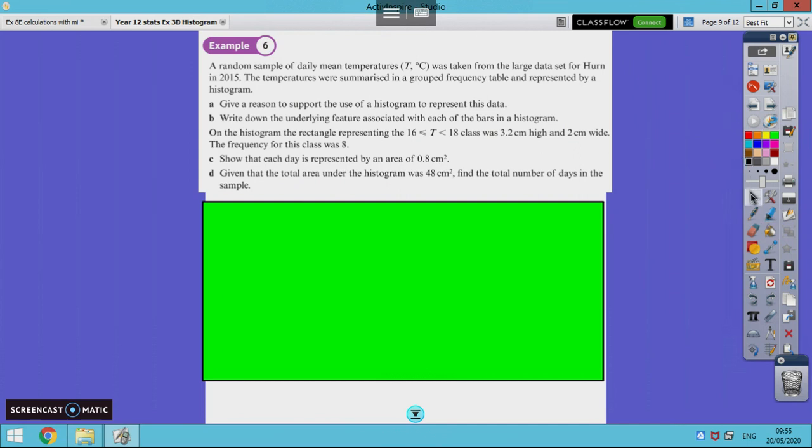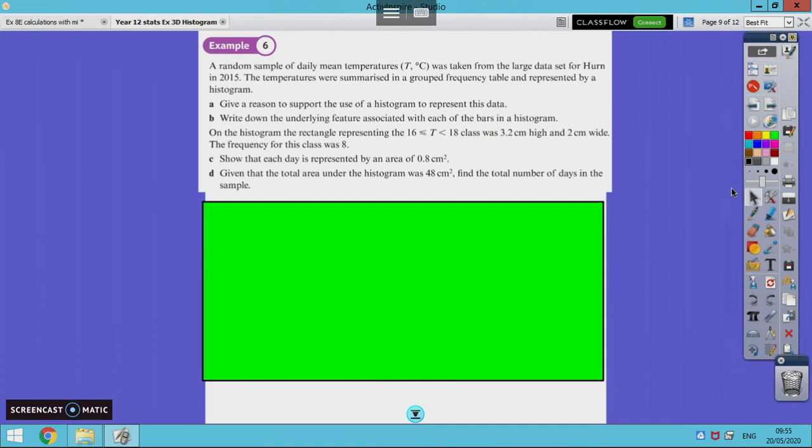Similar question, well not really, kind of similar question here from the book. So a random sample of daily mean temperatures was taken from the large data set, we love the large data set, for Hurn in 2015. The temperatures were summarised in a grouped frequency table, key bit of information there, and represented by a histogram. Give a reason to support the use of a histogram to represent this data.